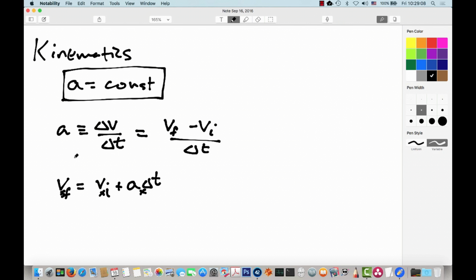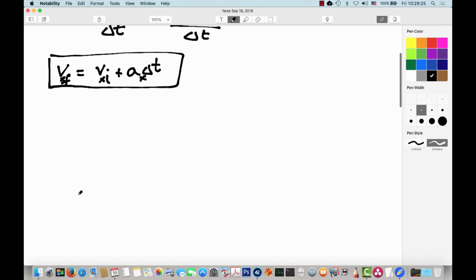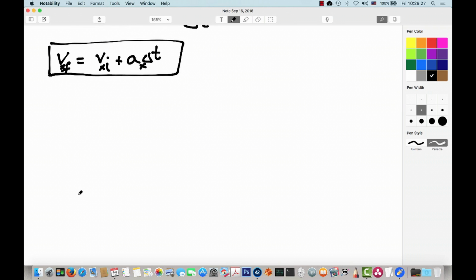Now, this turns out to be one of what I'd like to call the gang of four kinematics relations. There are four super useful relations, so this is the first of them. Let's go ahead and come up with the second of them, and then the third and fourth will follow.